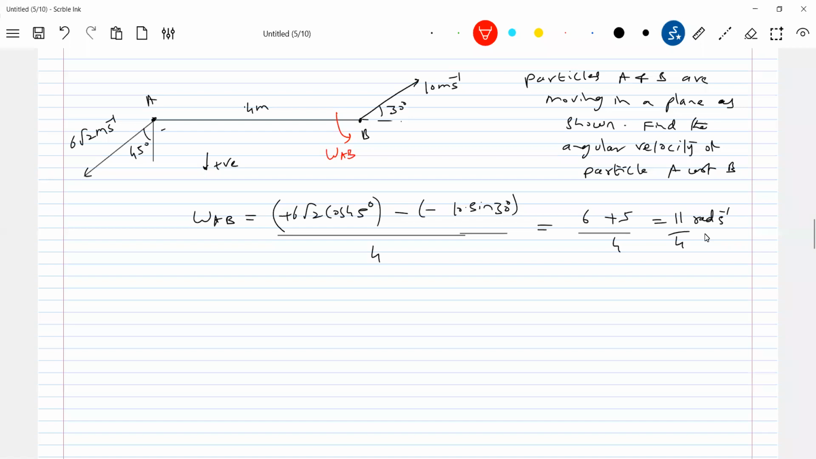So they are moving in a plane. Where can they ask you this? Relative velocity in projectile motion. Two projectiles are thrown; find the angular velocity of one projectile with respect to the other projectile at minimum separation. See, linked problems. Are you able to analyze? I can link.